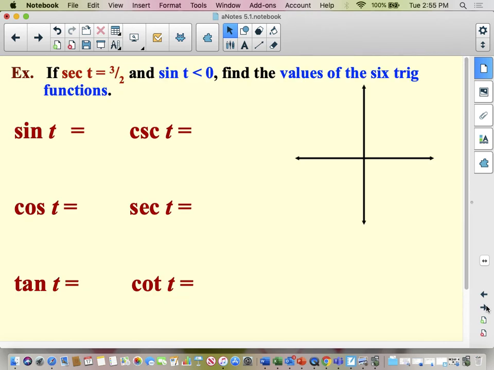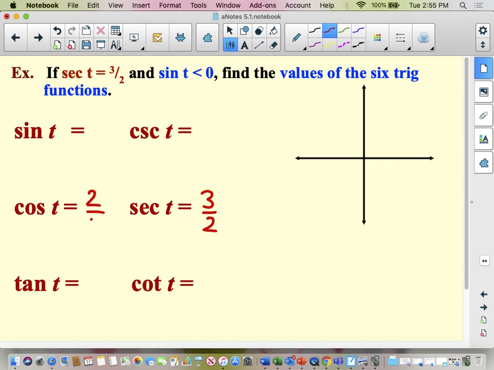All right, why don't you pause this one, give it a shot. So you were given that the secant is equal to 3/2. Okay, so I can fill that one in. Secant is 3/2. And right away, if I know the secant, I know the cosine because they are reciprocals. So that's, again, kind of a nice freebie.